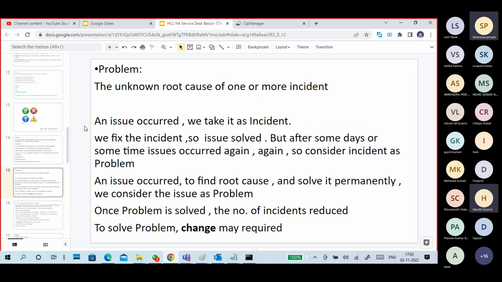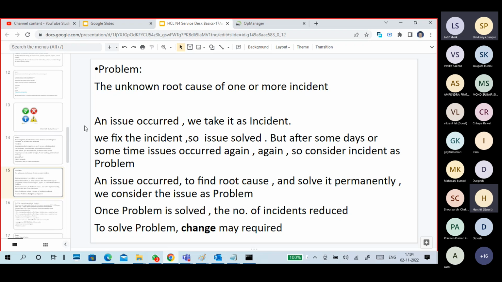Problem means the unknown root cause of one or more incidents. That means multiple incidents occur, or the same incident repeats, or we are finding the root cause of an incident. You have to consider that incident as a problem and try to find a permanent solution in problem management. The importance is finding a permanent solution, so the number of incidents and their cost will be reduced.